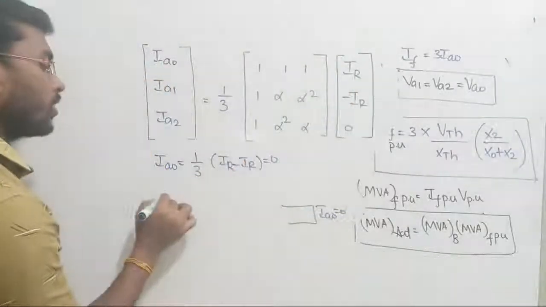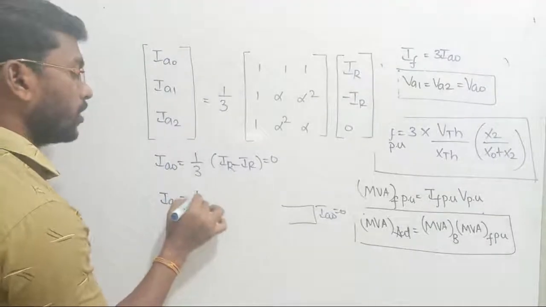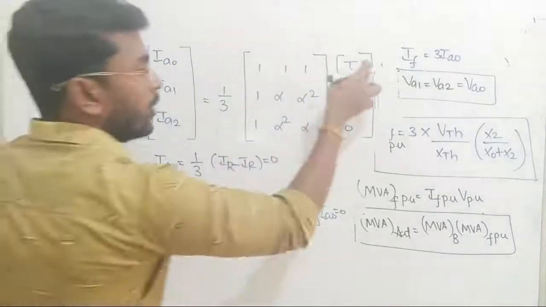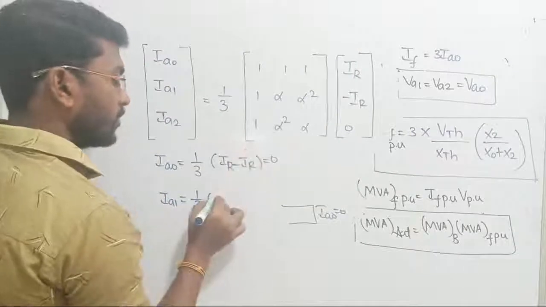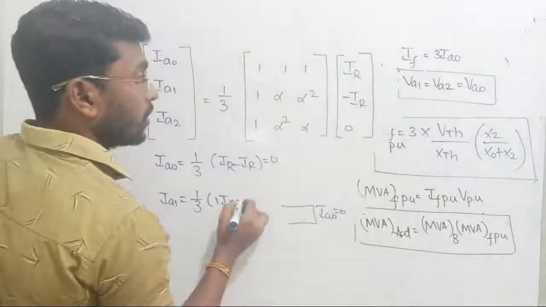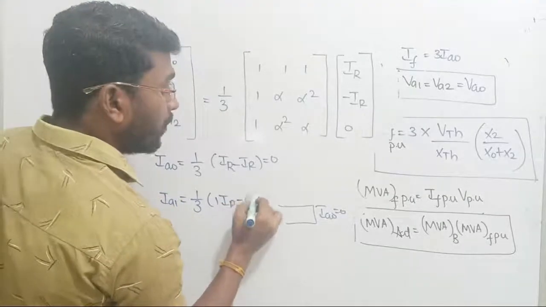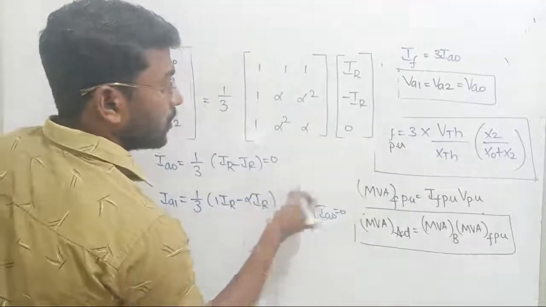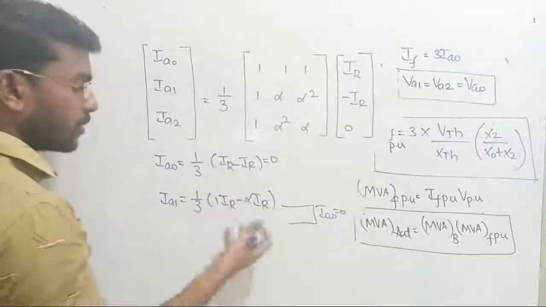Proceed. Calculate IA1. IA1 is going to be 1 by 3 times of 1 into IR, right? We can write like this: 1 into IR, plus the second term is written as minus alpha times of IR. The third term is going to be 0. You don't need to panic. If you reduce it, you will get the answer.